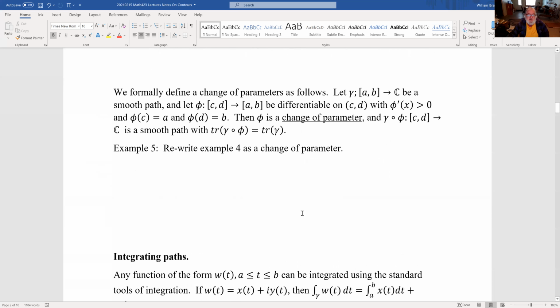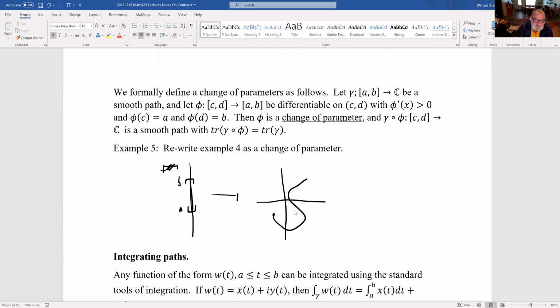So formally, a change of parameters is as follows. So gamma from A to B to C is a smooth path. I think of that as being, I'm going to draw my x-axis vertically here. So here's A, here's B. This is the interval A to B, and that gets mapped into some kind of curve by gamma. Gamma of A is there, gamma of B is there, and that curve is the trace. And this is my map gamma.